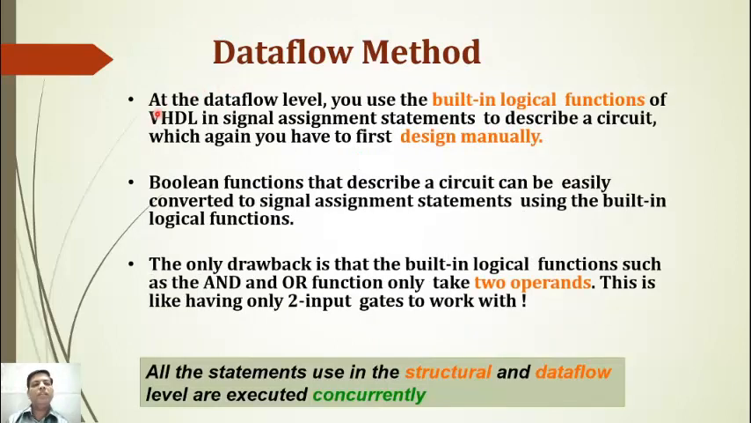Data flow method. At the data flow level, you use the built-in logical functions of VHDL in signal assignment statements to describe a circuit, which again you have to first design manually. Boolean functions that describe a circuit can be easily converted to signal assignment statements using the built-in logical functions.